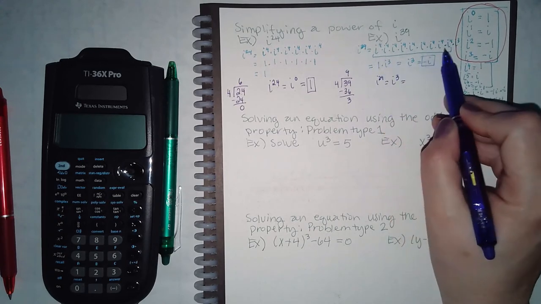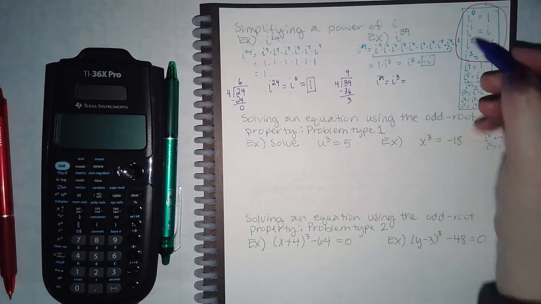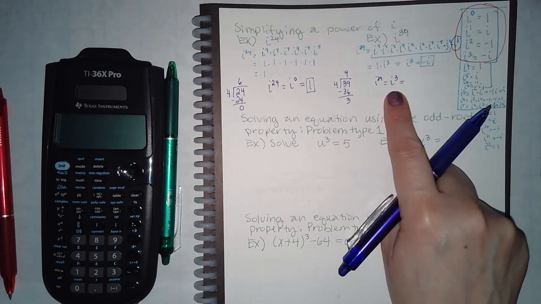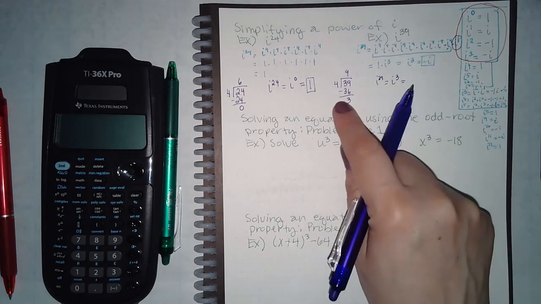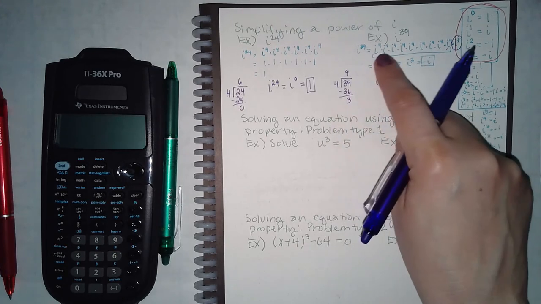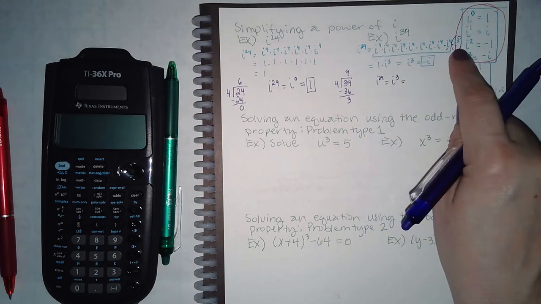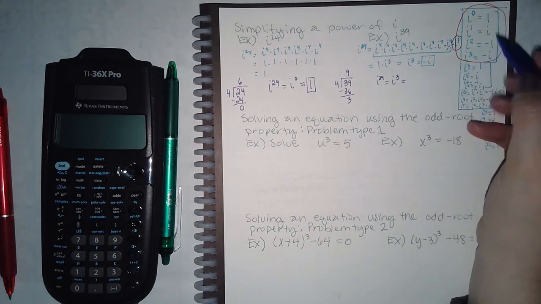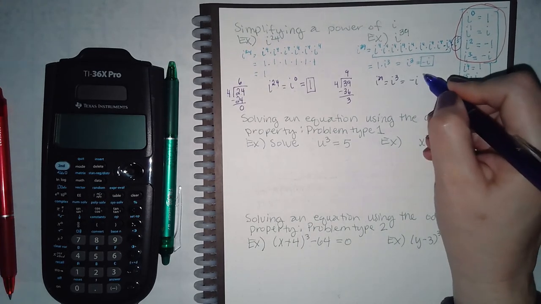Basically, all these 1s are not going to factor in, right? All you're going to end up with is this last term. So that's essentially what this is jumping to, okay? It's just telling you how many you're going to have left over. Take out all the 4s, what am I going to end up with at the end, right? And then i cubed, according to this chart, is negative i.